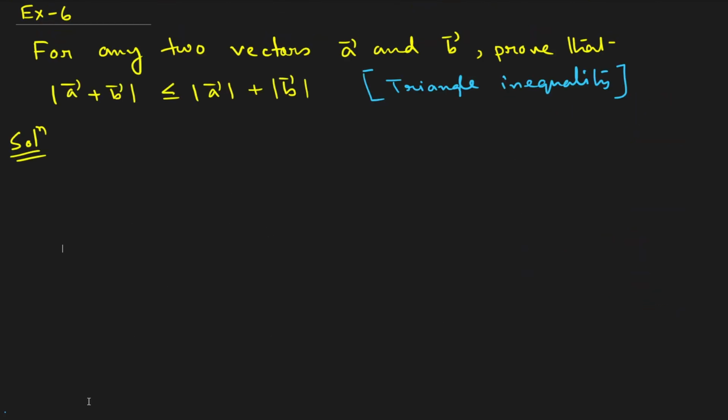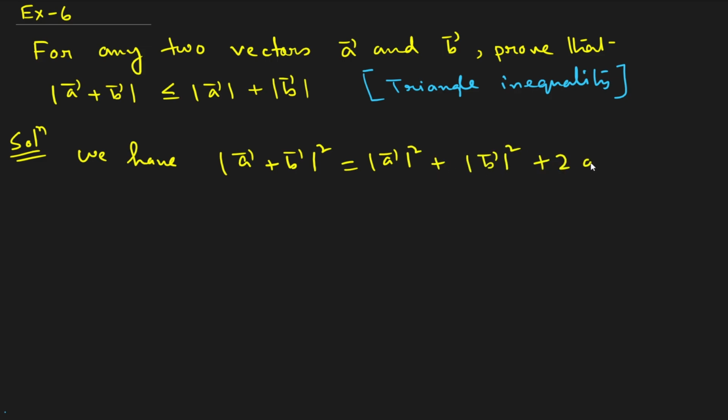Now let us do problem number 6. Here, what to show? If a bar and b bar are two vectors, then we have to show that modulus of a bar plus b bar is less than or equal to modulus a bar plus modulus b bar. So we can write like this: modulus a bar plus b bar whole square equals modulus a bar square plus modulus b bar square plus 2 into a bar dot b bar.